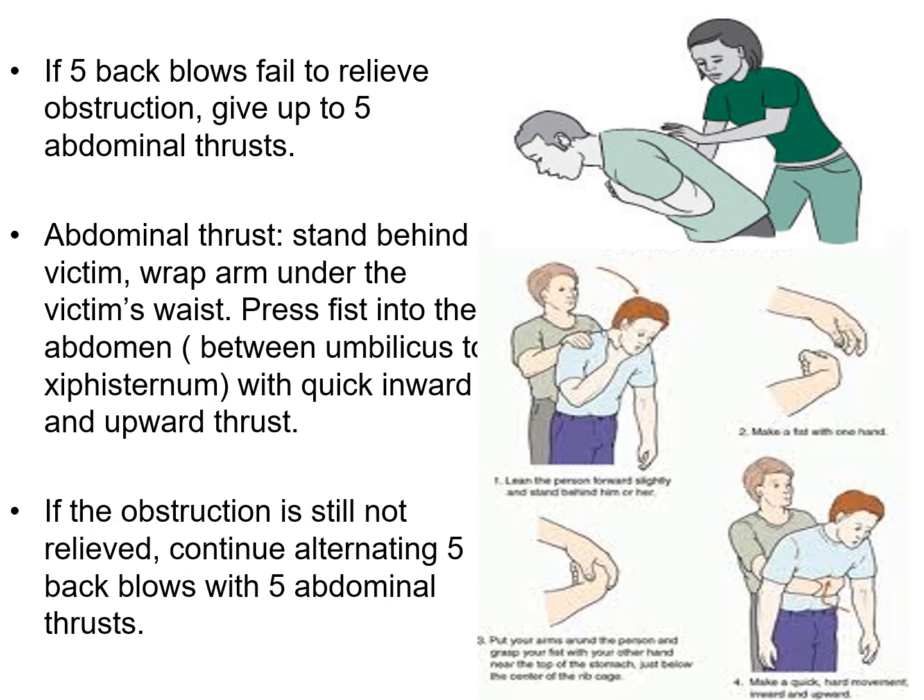To perform abdominal thrusts, one should stand behind the victim. Wrap your arm under the victim's waist. Press your fist into the victim's abdomen. The location should be between the umbilicus and the xiphisternum. We give a quick inward and upward thrust to the victim. If the obstruction is still not relieved after 5 abdominal thrusts, continue alternating 5 back blows with 5 abdominal thrusts until the foreign body is relieved.